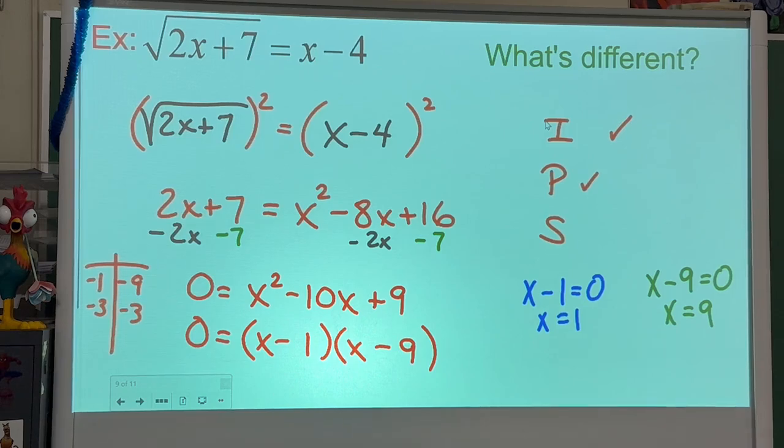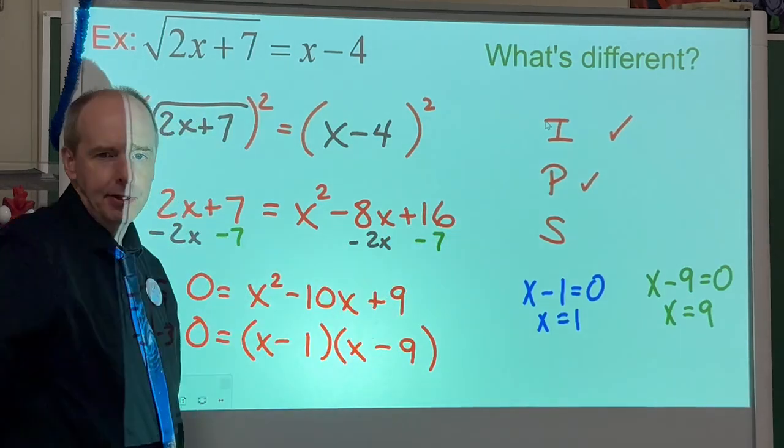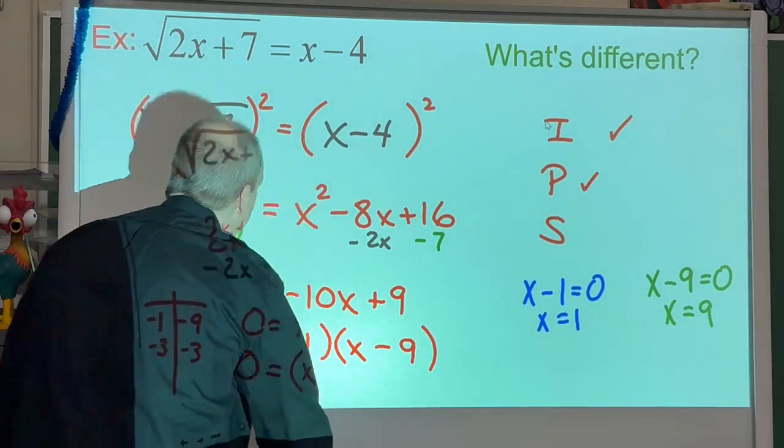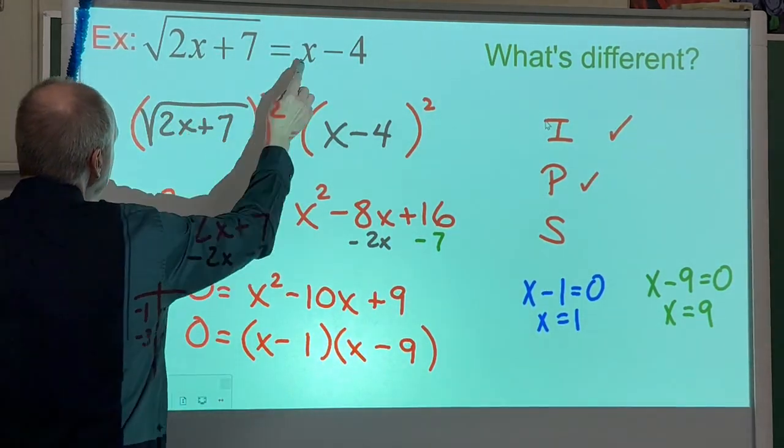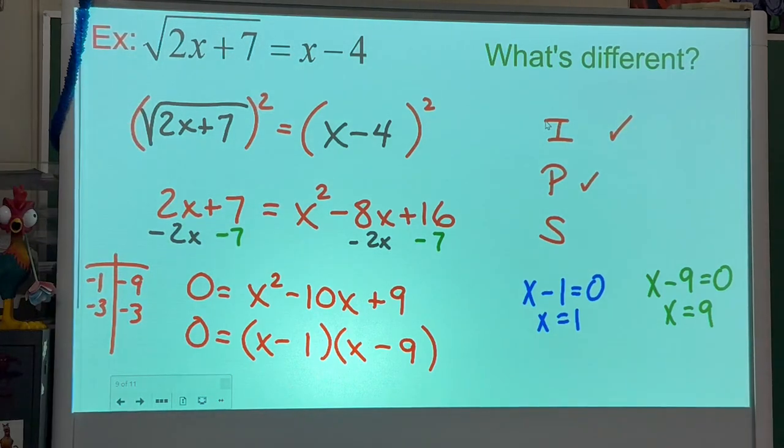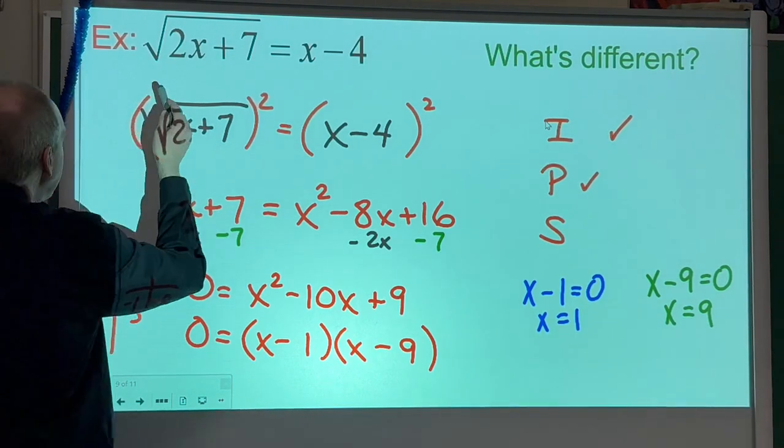How do we know? We get to plug both of them in and try it out. Which one do you want to start with? The 1? Okay, sure. Plugging in 1 here, plugging in 1 here. We'll check it. If we get the same number on each side, we know 1 is a keeper. Then we'll try our 9. So, check it.